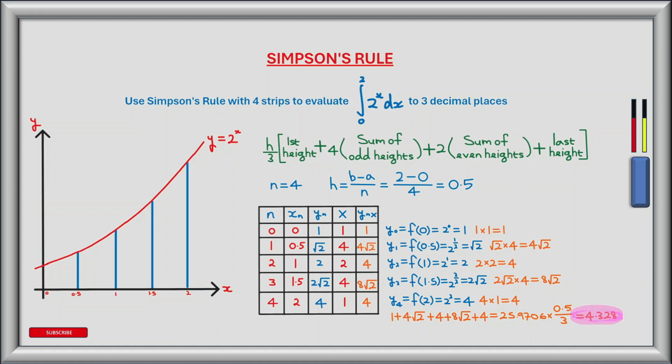If we now sum the last column shown here, we get a value of 25.9706. Multiplying this value by the value of h, which is 0.5, divided by 3, we get our final answer of 4.328.